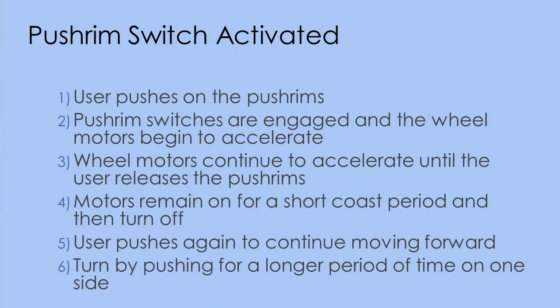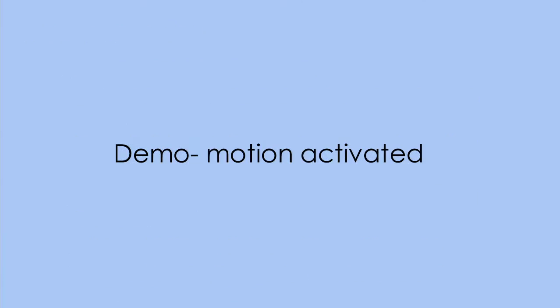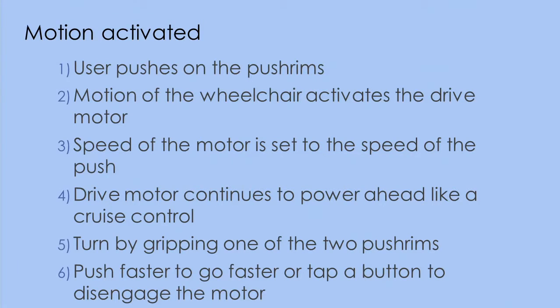So the other type, oops, went the wrong way. The other type is motion activated. Motion activated works off the premise that when you push on the push rims, your wheelchair goes, and instead of continually pushing, it will basically create a cruise control motion. So I'll just demo that one and then we'll talk about it. In the case of motion-based, you basically create the motion with the, oh, sorry, gotta turn it on first.